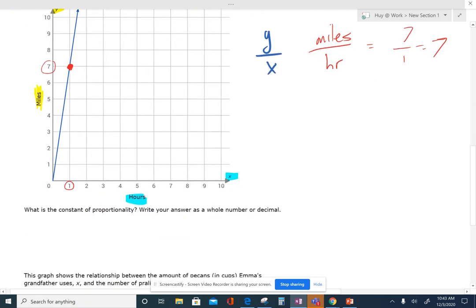So what is the constant of proportionality? Write your answer as a whole number or decimal. So she and her friends are sailing 7 miles per hour. And you can put a 1 hour there or not. 7 miles per 1 hour, right? And if we were writing this in a sentence, then you can just think of it as miles per hour, mph.